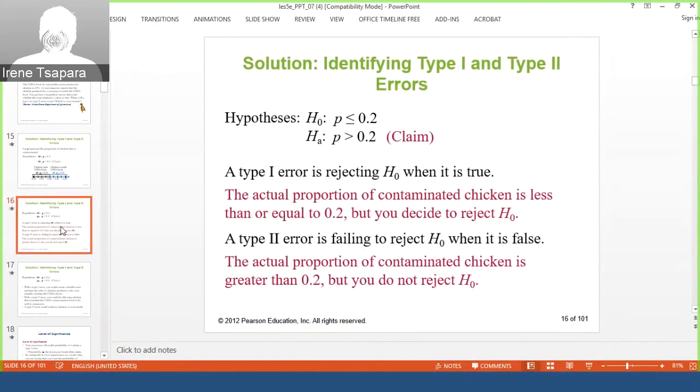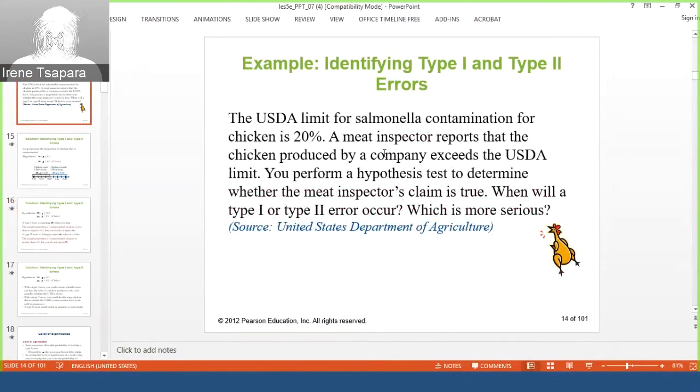What I want us to see right here, let's see this example. The USDA limit for salmonella contamination for chicken is 20%. A meat inspector reports that the chicken produced by a company exceeds this limit. You perform a hypothesis test to determine whether the meat inspector's claim is true. When will a type 1 or type 2 error occur? Which is more serious?